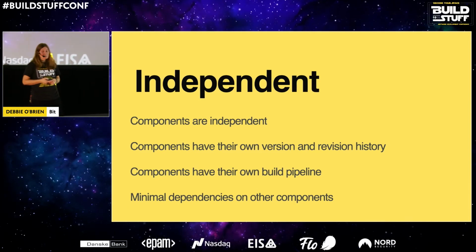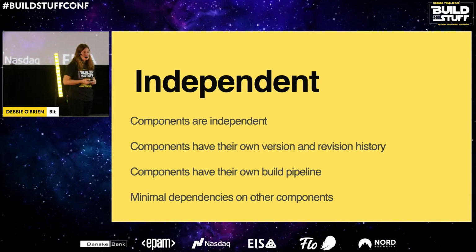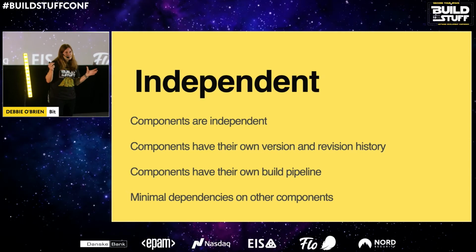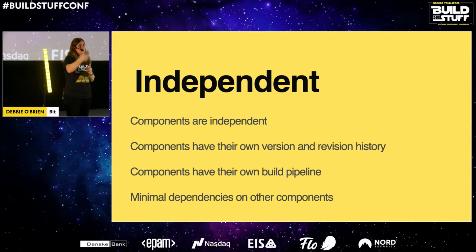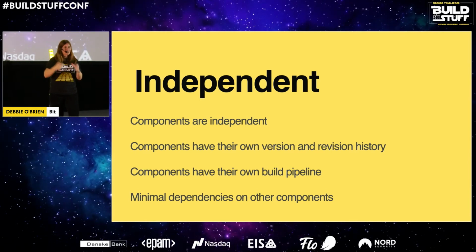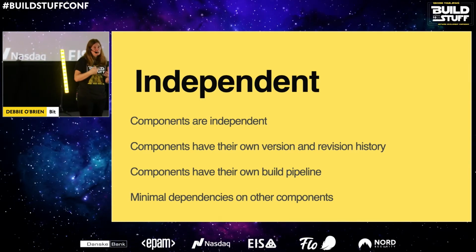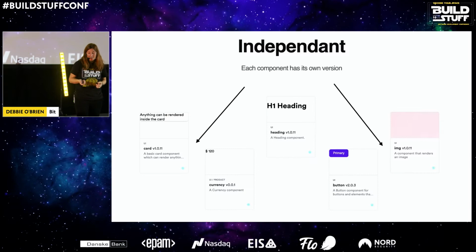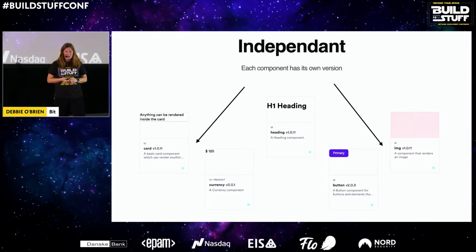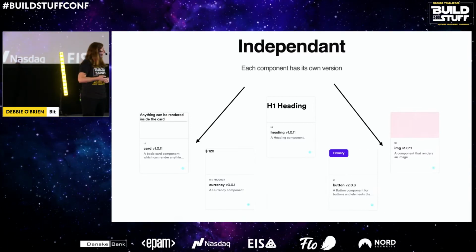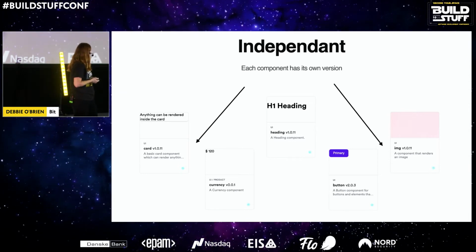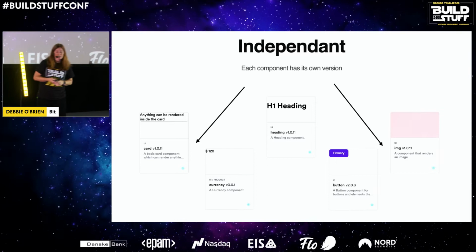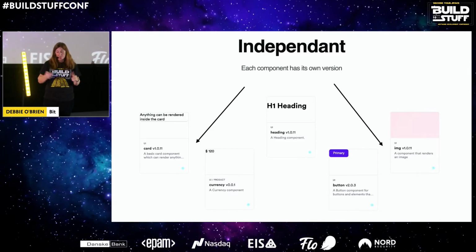And then you want minimal dependencies on other components. You can depend on the component in the sense that you're using it, but you're not depending on it. Like if you take it away, you could reuse it, you could compose it with other components. And yeah, independent, basically. You can see like this one here, you can see all the versions I've got. The image is on version 1.0.11, the button's on version 2.0.3, and every single one can have whatever version.